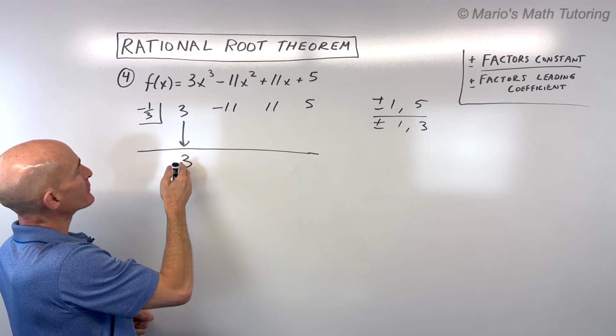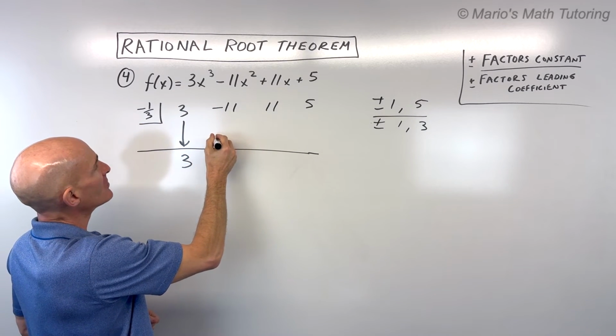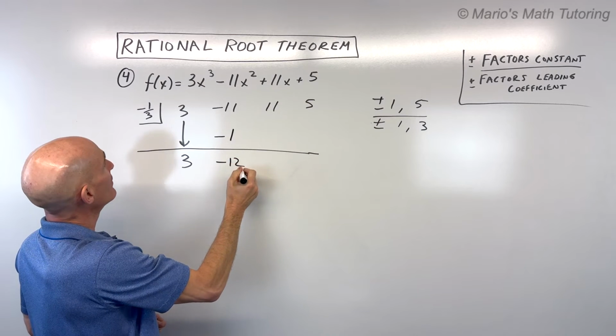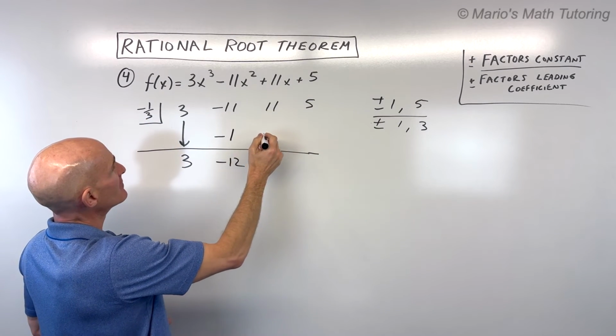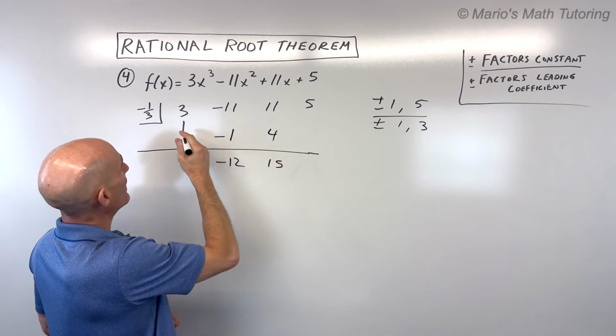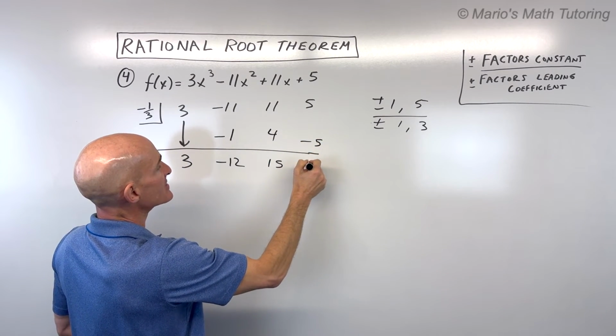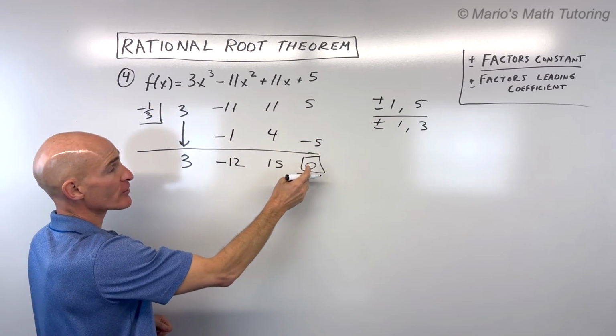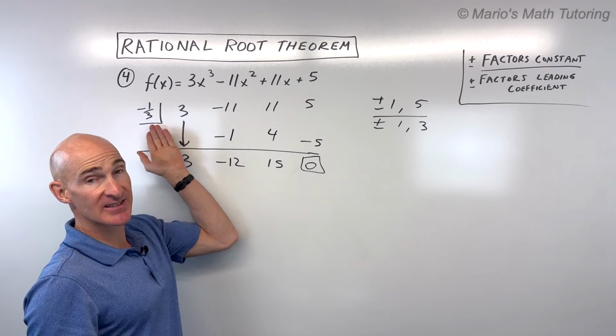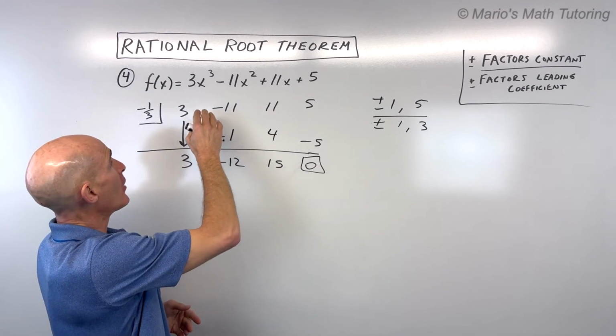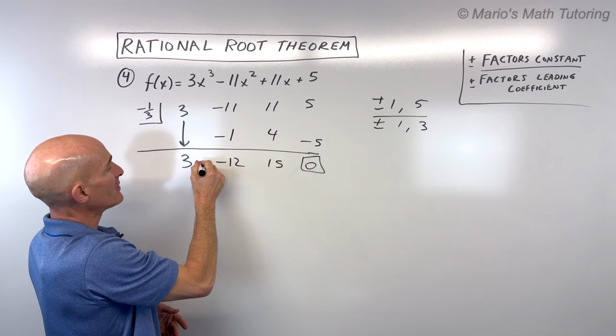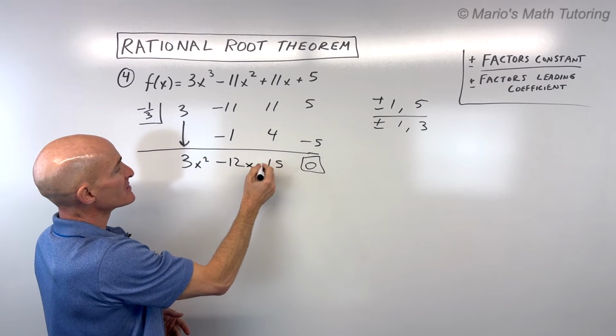So drop down that first number, multiply on the diagonal, and add straight down. Multiply on the diagonal, add straight down, multiply on the diagonal, add straight down. So that's 0 remainder. Okay, that tells you that -1/3 is a 0. It's going to cross the x-axis at -1/3. That also brings us down from a 3rd degree to a 2nd degree.